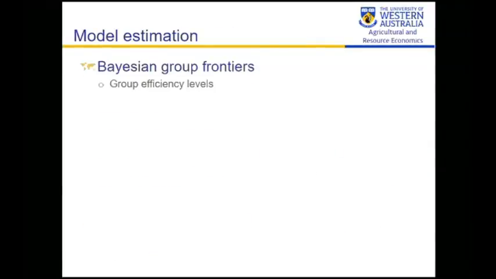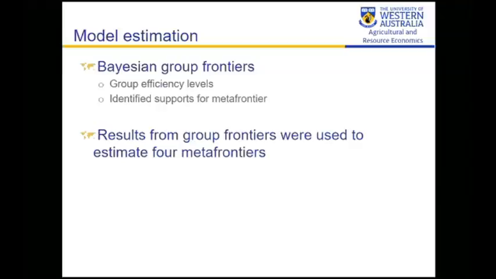So we first estimated our Bayesian group frontiers, which gave us the efficiency levels of the individual groups or regions in our sample. And the regions are the Upper East region and then the Northern region. Then we use the Bayesian group frontier estimation to identify other support for the Metafrontier. And so the results from the group frontier estimations were then used to estimate our Metafrontier.